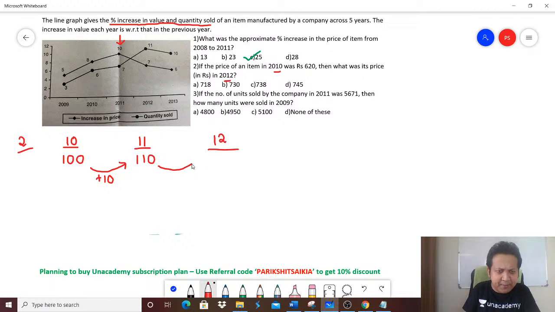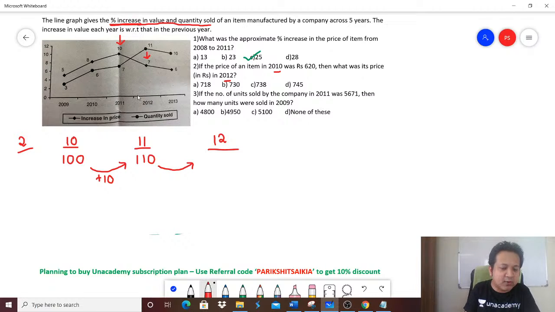In 2012, what has happened? I hope you're following the graph. The graph says 7% increase in the price of the item. Can you see the graph? The graph has come down 7%. So the graph coming down doesn't mean there is a decrease. Remember, the question is clearly saying this increase.